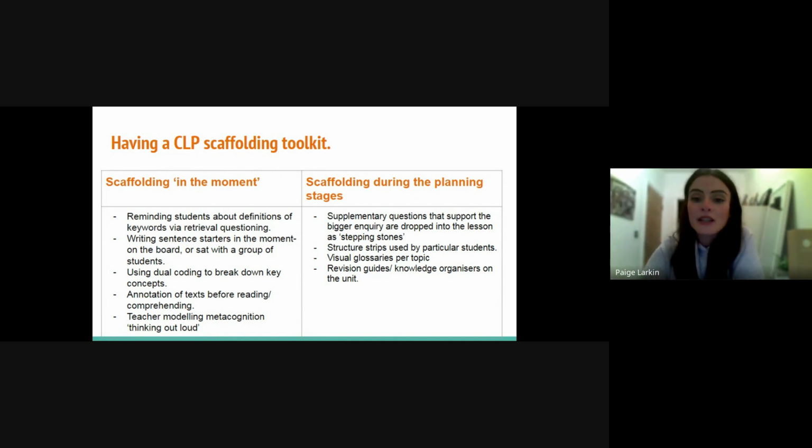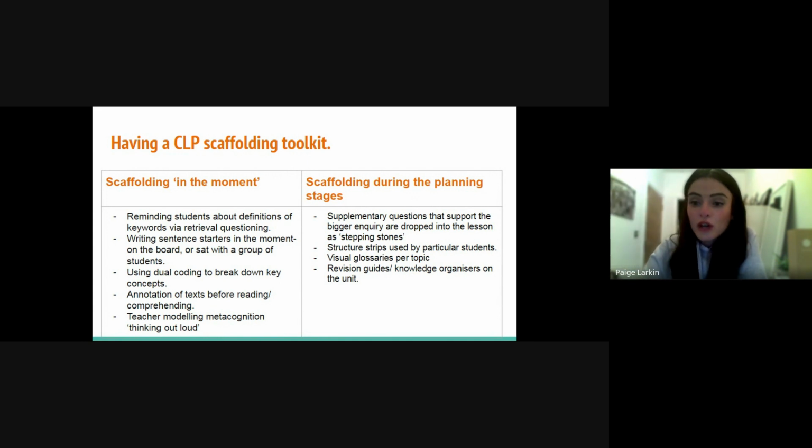Obviously, you've got plenty of scaffolding during the planning stages as well, which is really important. And I think that's a brilliant one, that if you've got the time to do it, you can think about it in advance. So things like supplementary questions that you can drop into your PowerPoints that support the bigger inquiry question, a bit like stepping stones along the way.